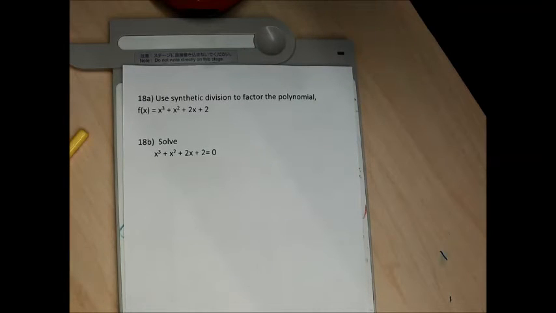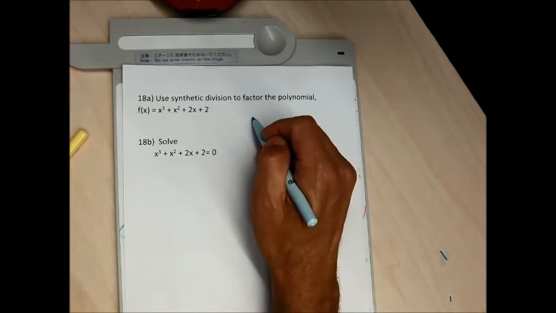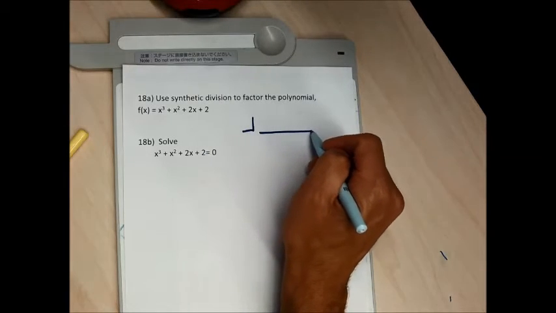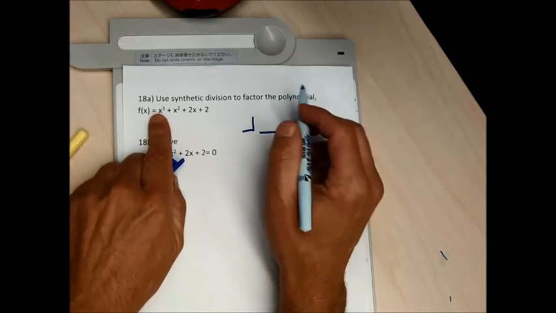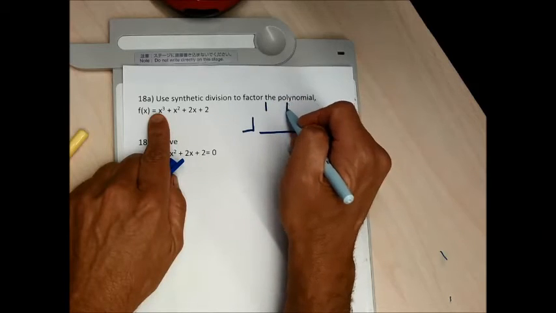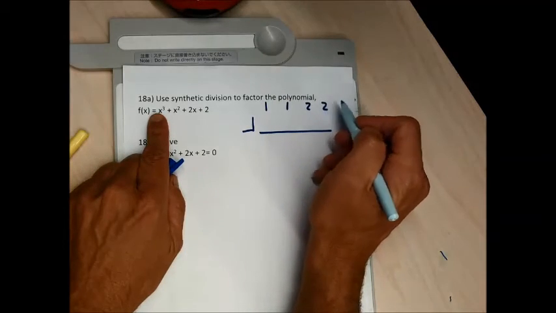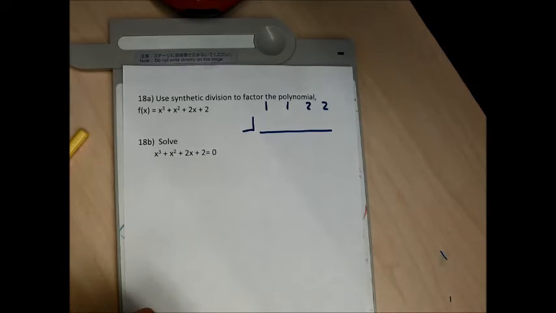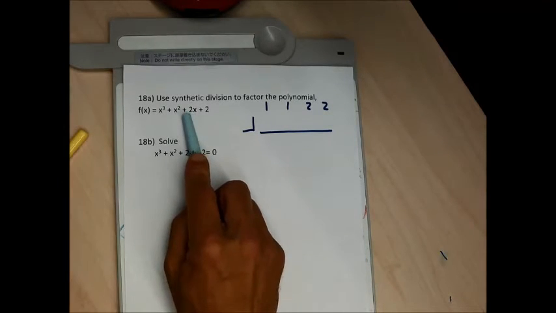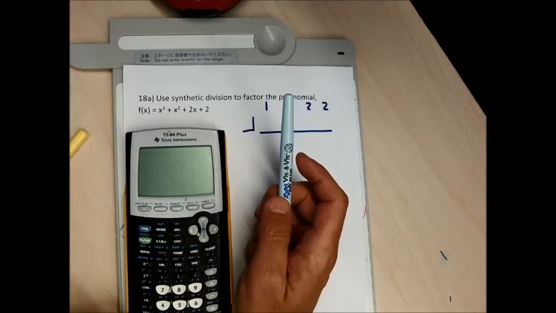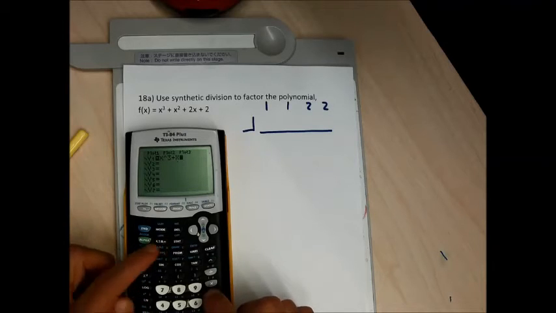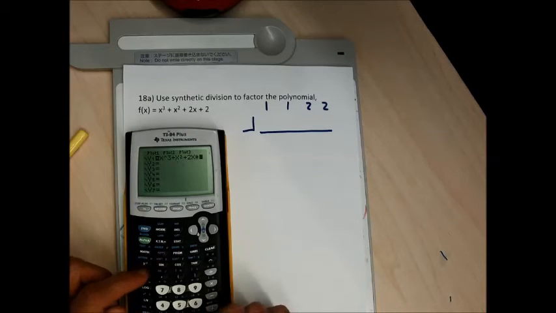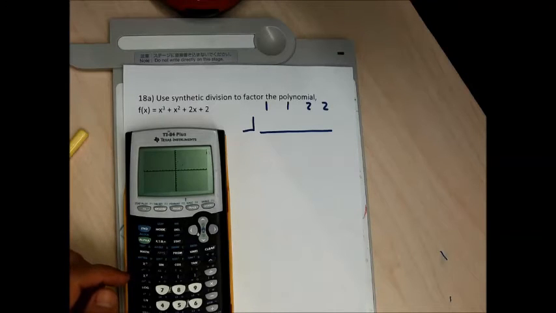So 18 wants me to start off using synthetic division to factor a polynomial. To do synthetic division in 18a, I need to write a backwards L and a line next to it, and the coefficients of the problem, which are 1, 1, 2, and 2, above that horizontal line. Then I need to sketch a graph and find an x-intercept of this function to get started. So I'm going to graph this function, y equals x cubed plus x squared plus 2x plus 2. Graph it. See if I can find an x-intercept.